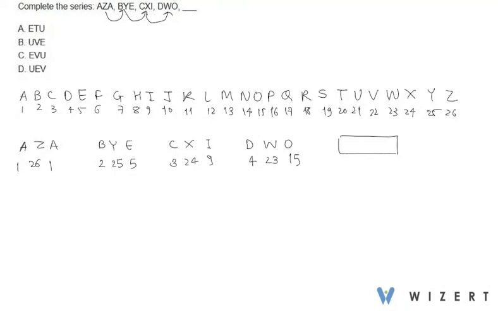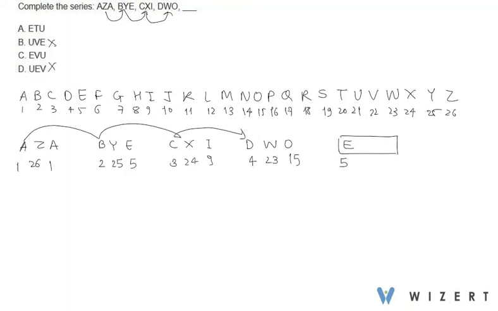Now if we look at the first letters, we'll find that they are written in natural numbers, counting numbers. So first, second, third, fourth. The first letter of the next member will be the fifth letter. So that is E. So we can eliminate these two options.